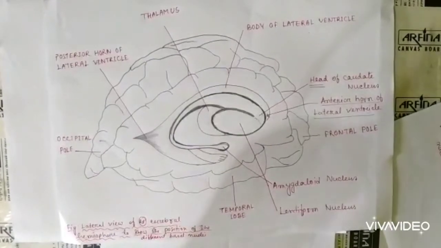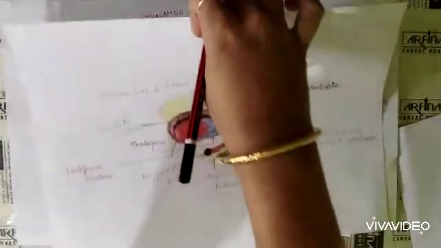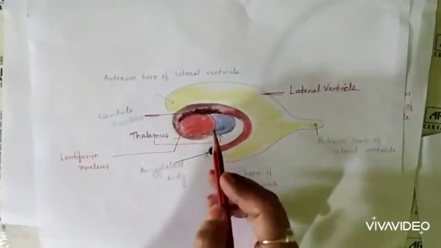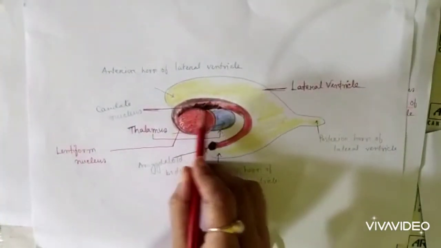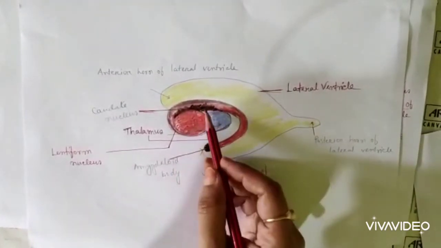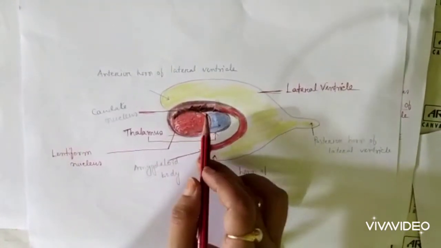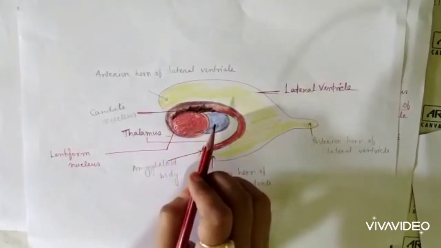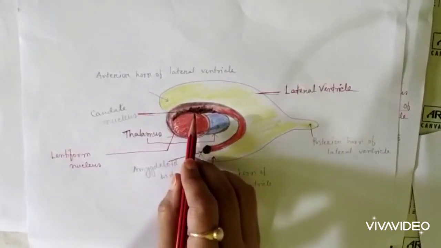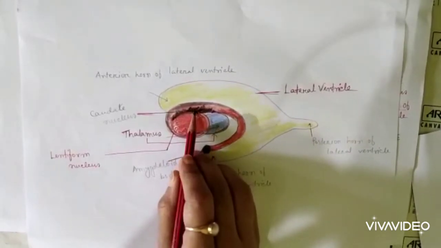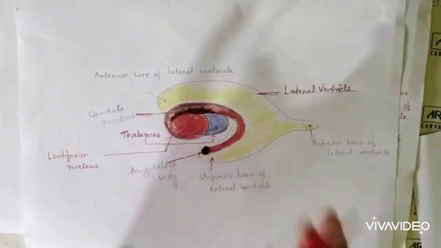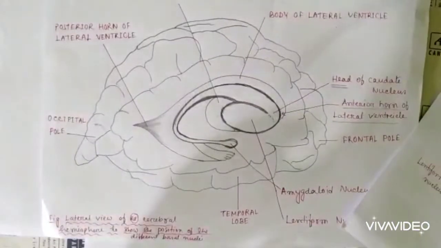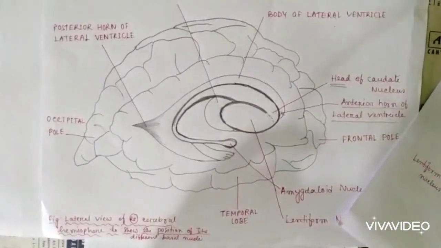See here in this figure, this portion is the internal capsule, present medial. So this head portion forms the medial wall of the anterior limb of the internal capsule. This is about the head of the caudate nucleus. Then come to the body of the caudate nucleus.